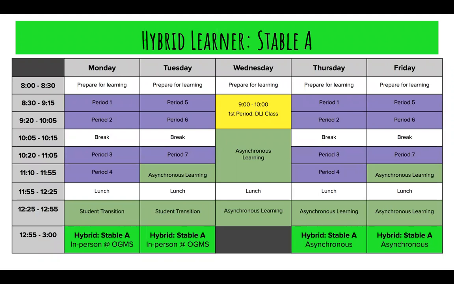So here is an example of what the schedule would look like if you were just thinking about it as a hybrid learner stable A student. As you could see here, everything looks the same as all the other schedules, except if you look at the bottom, it says here that a hybrid learner stable A student ends the afternoons on Monday, Tuesday, reporting to school. And then a hybrid learner stable A student ends their afternoons on Thursday and Friday as an asynchronous learner.